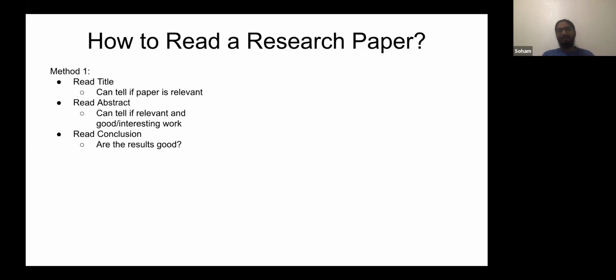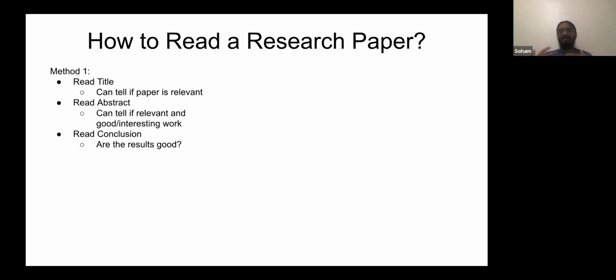What method one is, you read the title, and the title will tell you if the paper is relevant to the area that you want to do research in, or to the area that you are interested in. If the title says something like, I don't know, how we took a picture of a black hole, as an edge computing researcher, that's irrelevant to me. I don't really want to know, unless I'm interested in that. So if I come across a paper with a title like that, I won't read it. But let's say the title is relevant.